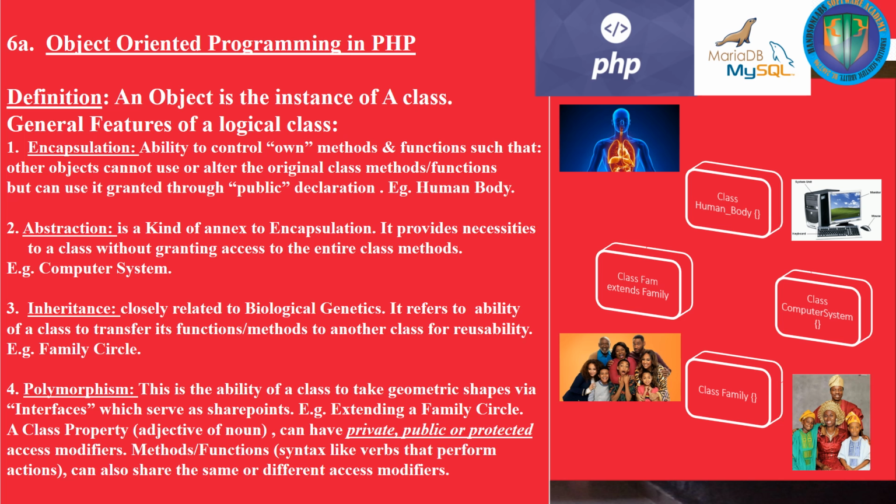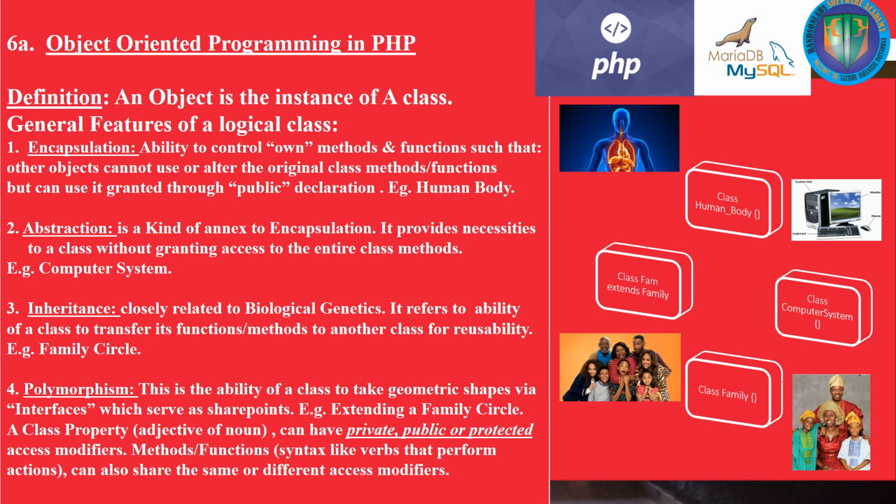Now, when we get to the practical aspect of demonstrating this, we'll be using the human body as an example. The second part of object-oriented programming that must be grasped is abstraction. This is a kind of extension, or call it an annex, to encapsulation. It provides necessities to a class without granting access to the entire class methods. In this category, we'll be using a computer system, a normal desktop system.